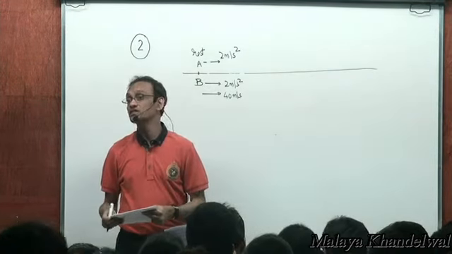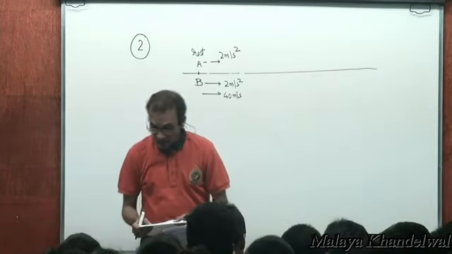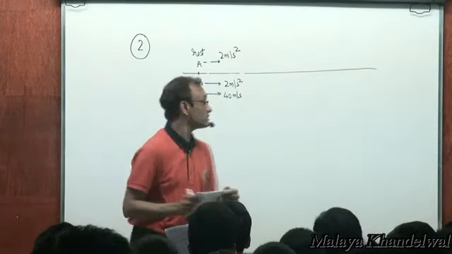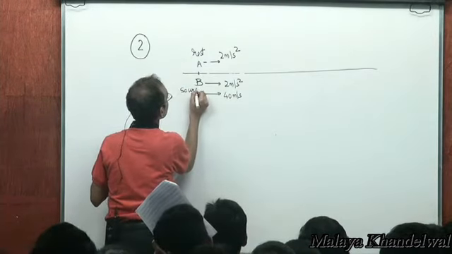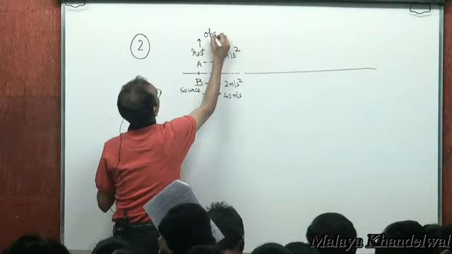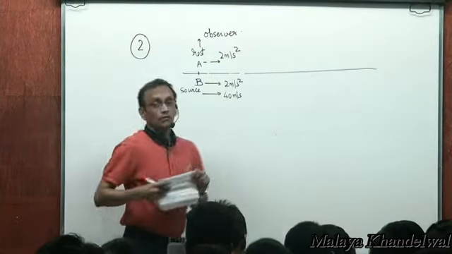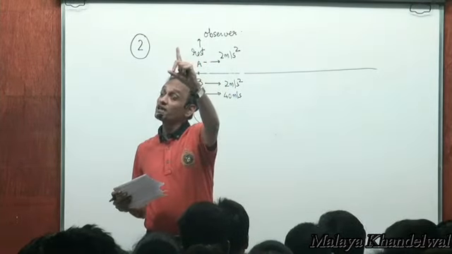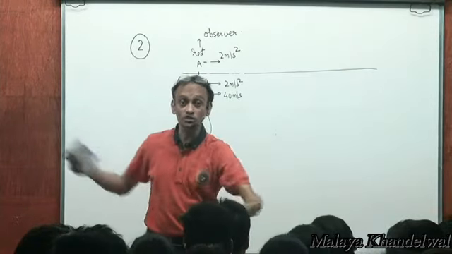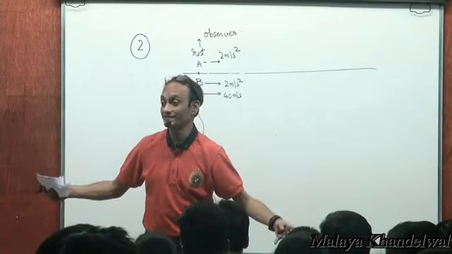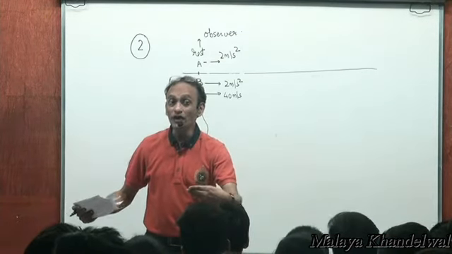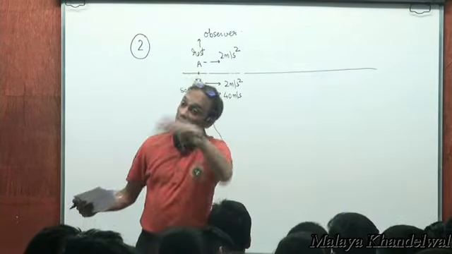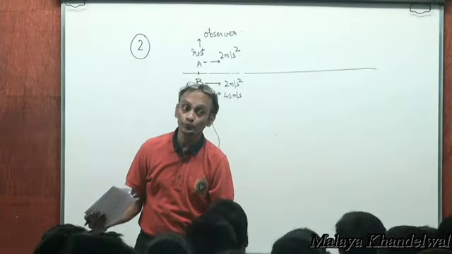20 seconds after the start, the passenger of A hears the whistle of B. That means it's as if B is the source, A is the observer. Twenty seconds later, A hears a whistle. That means that whistle must have been emitted earlier, because sound does not travel at infinite speed, right? A sound heard by A at t equal to 20 seconds must have been emitted by B earlier than t equal to 20 seconds. Yes or no? Yes, sir.